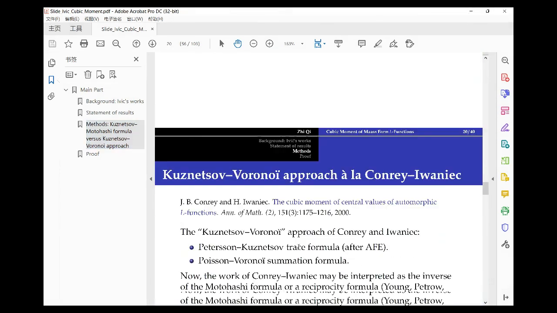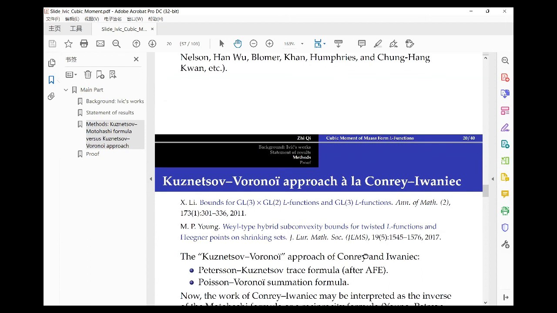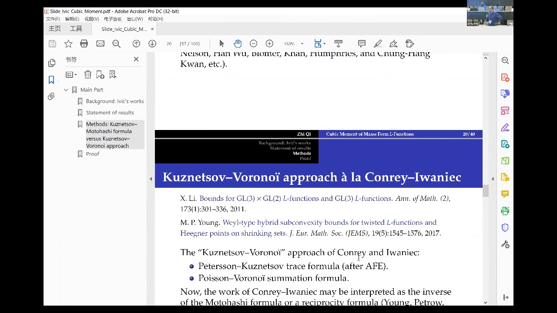Yeah, this paper, the JEMS paper, Matt Young. Ah, okay. So essentially speaking, he obtained a hybrid Weyl-type bound, so in both the T aspect and the spectral aspect and the Q aspect.